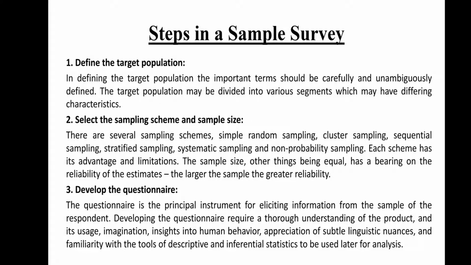So this first step is defining the target population. So we'll have to define what is our target population. In defining the target population, the important terms should be carefully and unambiguously defined. The target population may be divided into various segments which may have different characteristics. For example, all television owners may be divided into 3 to 4 income brackets.